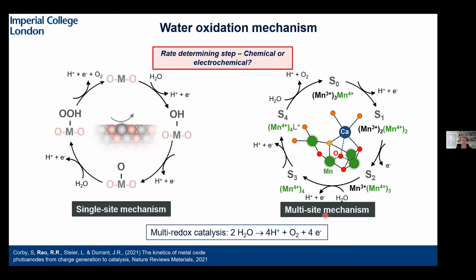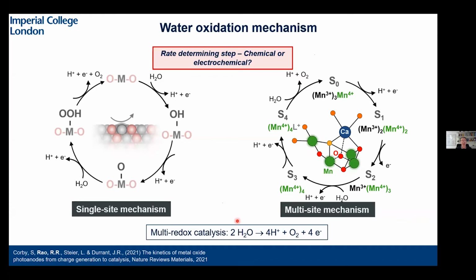So with this manganese cluster in plants, the function of this system is associated with the accumulation of essentially 4 oxidizing species, which then come together to oxidize 2 molecules of water to 1 molecule of oxygen. One of the key challenges here, of course, is that this is multi-redox catalysis. To get 1 molecule of oxygen, you've got to extract 4 holes from 2 molecules of water. And that's complicated because you've got to have 4 holes coming out of the same site.